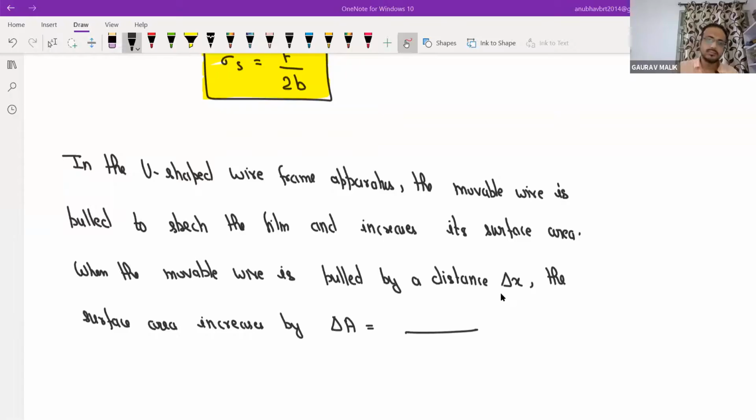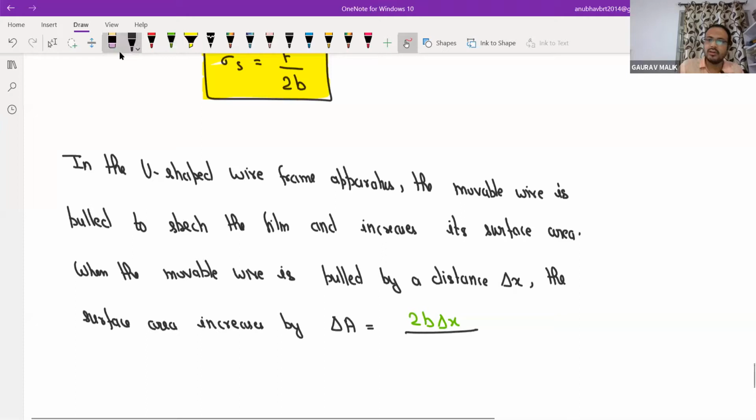Nearly only 30% of students gave the right answer. Why not the others? Sir, we are in sleepy mode. So delta A will be 2b into delta x.